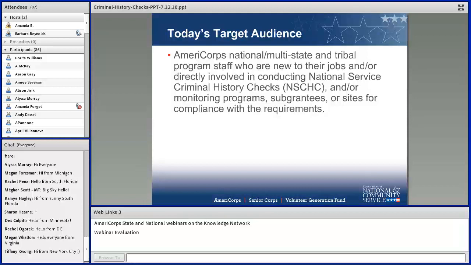If you monitor for compliance, for your subgrantees, if you're at the commission, for your sites or your staff, if you're at a national or multi-state program, or if you have a responsibility to provide training on the criminal history checks. We know that is also a major responsibility and something that a lot of folks are doing along with us and our staff around the country. So that's what we are looking for in terms of today's participation.